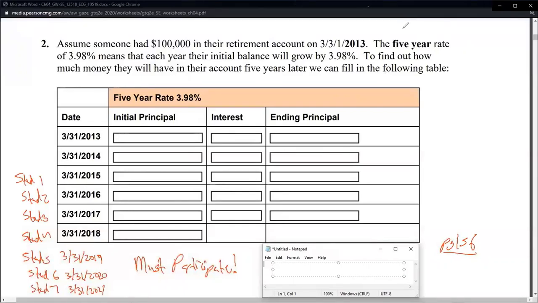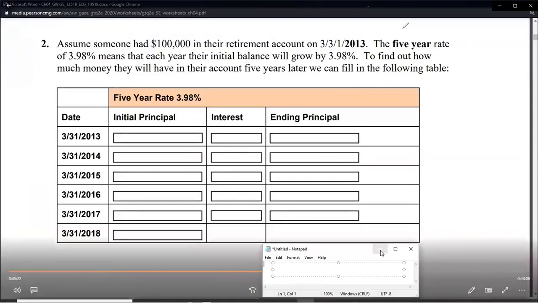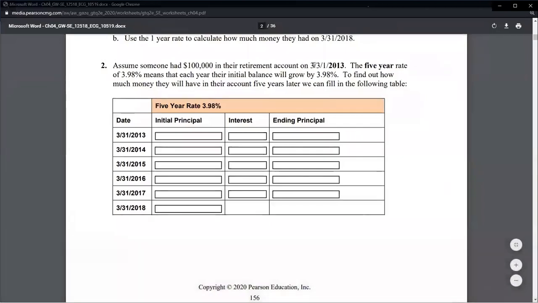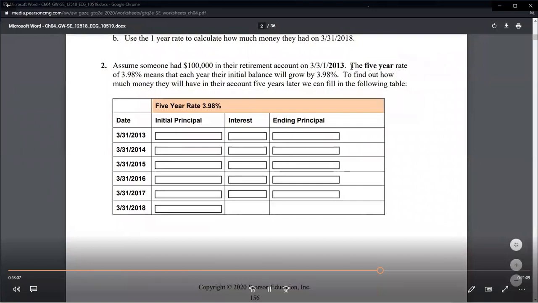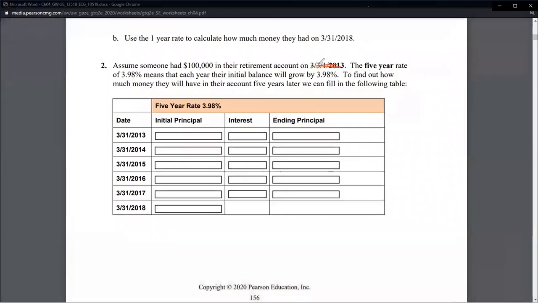All right, so let me clear my screen because I need to pull this back so I can read everything. I have a menu in the way. Let's back up. So assume someone had $100,000 in their retirement account on March 31st, 2013. So there's a little typo there. That should say March 31st, 2013. I can't write in that space, unfortunately. That's where my Zoom menu is.